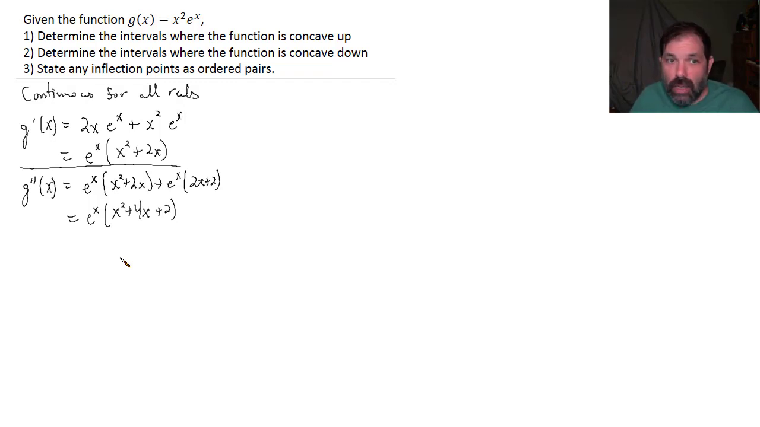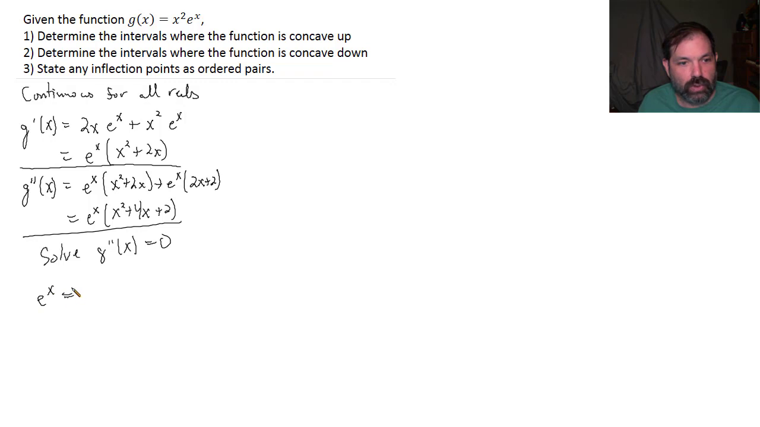And now it's never undefined. Let's find when it's equal to 0. So now let's solve g double prime of x equals 0. Well, e to the x can't equal 0. x squared plus 4x plus 2 equals 0. It doesn't factor, so we'll apply the quadratic formula. x would be negative 4 plus or minus the square root of 16 minus 8, over 2.